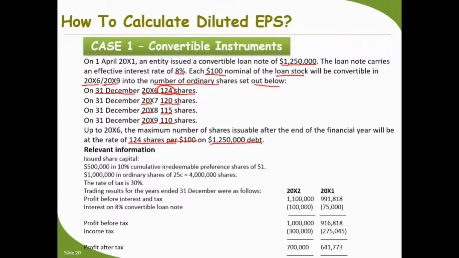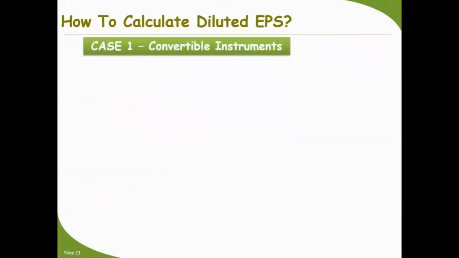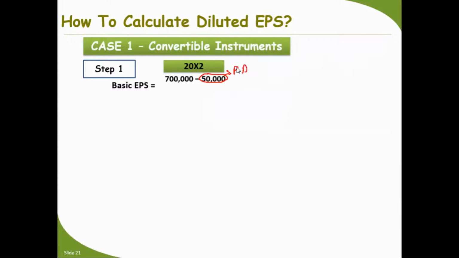700,000 profit after tax. PAT, we will subtract from there dividend on preference shares to calculate profit attributable to ordinary shares. Now preference shares are how much? 500,000 times 10%. Okay, so 50,000 is preference dividend, which we have subtracted here. So for year 2002, 700,000 minus 50,000, which is your PD, preference dividend, divided by weighted average number of shares, which is 4 million.